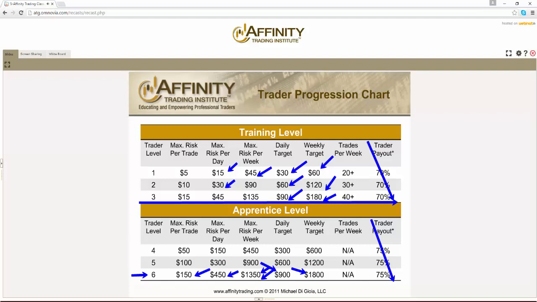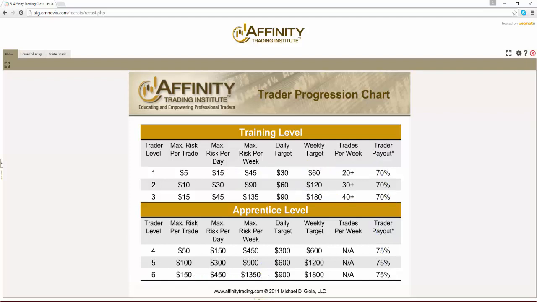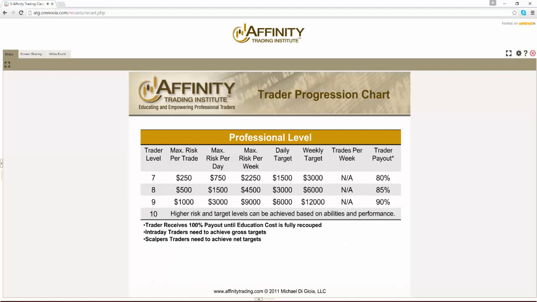So we really want you to focus on showing discipline and risk management. Okay? And there you go. Trader receives 100% payout until tuition education cost is fully recouped. And that's at the professional trader level.